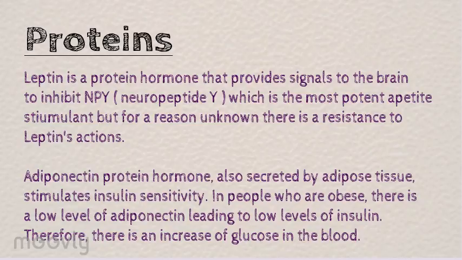Adiponectin is also a hormone that is secreted by the adipose tissue. It stimulates insulin sensitivity. In people who are obese, there is a low level of adiponectin, leading to a low level of insulin. Therefore, there is an increased level of glucose in the blood.